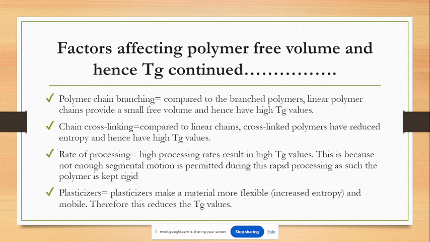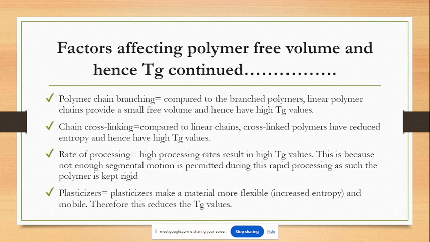Now, chain cross-linking is another factor that will affect the segmental motion and hence Tg value. Compared to linear chains, cross-linked polymers have reduced entropy, and when they have reduced entropy, to make segmental motion we require a lot of temperature, meaning high Tg values are required.